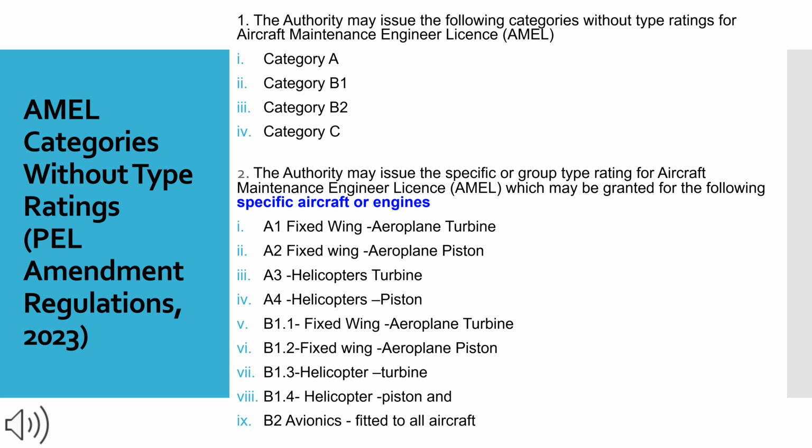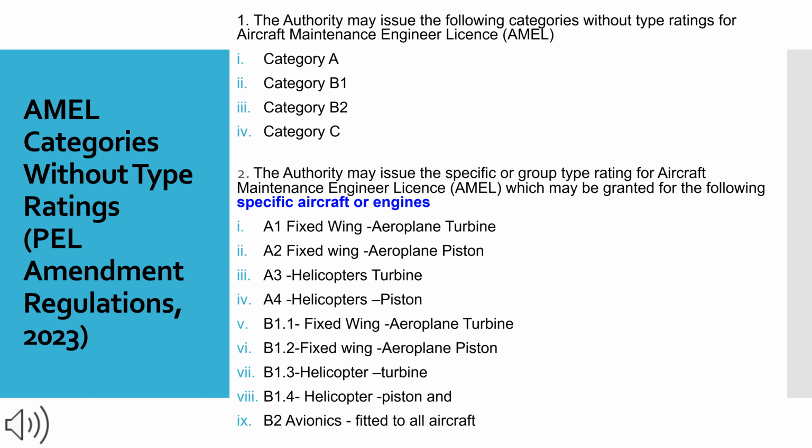Aircraft Maintenance Engineer License categories without type ratings issued under the Personnel Licensing Amendment Regulations of 2023. The authority may issue the following categories without type ratings for Aircraft Maintenance Engineer License as follows: Category A, Category B1, Category B2, and Category C. We shall later discuss the meaning of these categories.